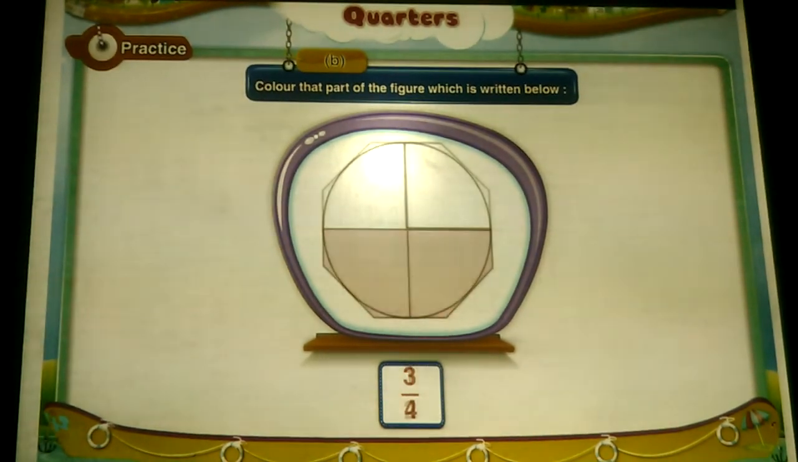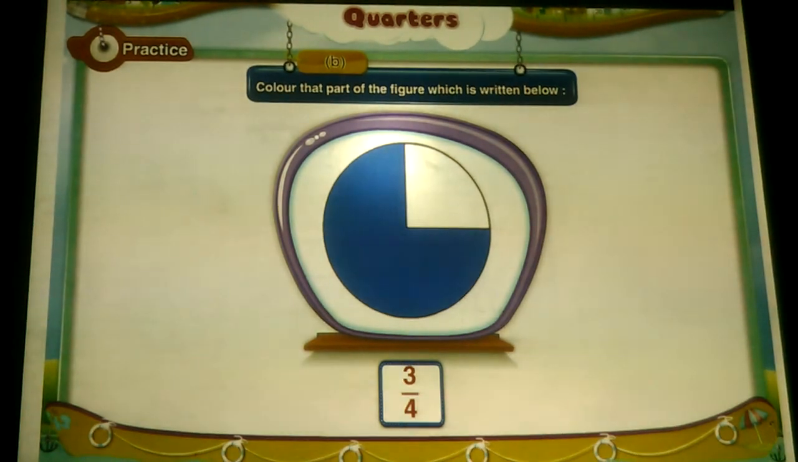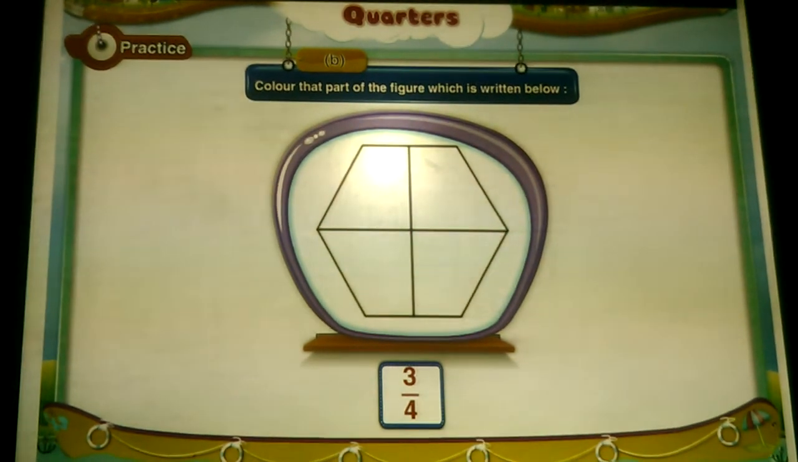In the second figure, 3/4 part is to be colored. Remaining 1/4 part is to be kept white. So, color the 3/4 part like this. 3. In this figure, 4 parts are given and we have to color 3/4 part. So, out of 4, 3 parts will be colored like this.